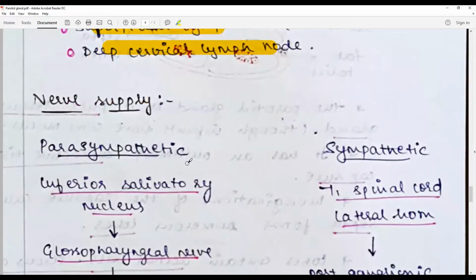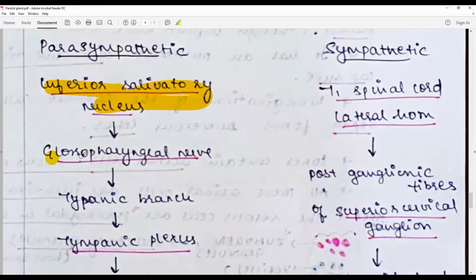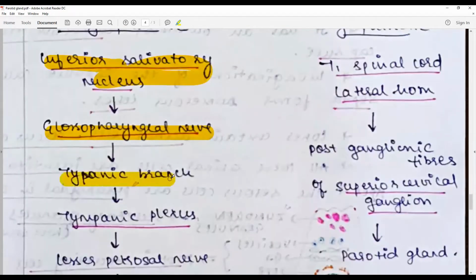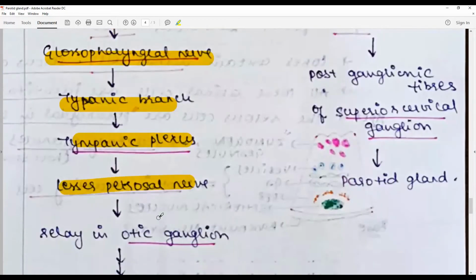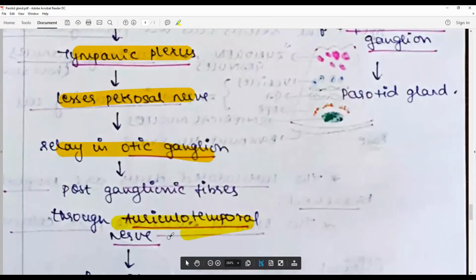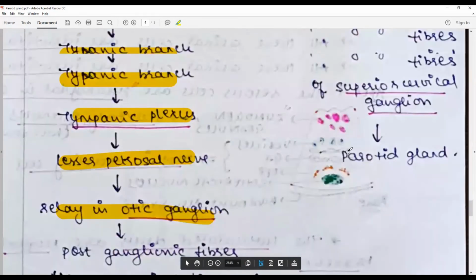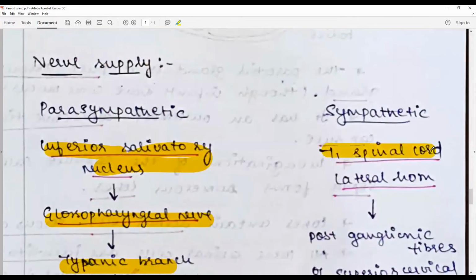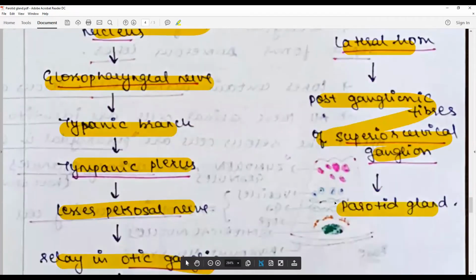Nerve supply: it has both sympathetic and parasympathetic. Parasympathetic starts from the inferior salivatory nucleus, passes via the glossopharyngeal nerve through the tympanic branch and the tympanic plexus, after which it travels through the lesser petrosal nerve and relays in the otic ganglion. The postganglionic fibers pass through the auriculotemporal nerve to reach the parotid gland. The sympathetic supply is from the T1 spinal cord lateral horn, and the postganglionic fibers from the superior cervical ganglion pass to the parotid gland.